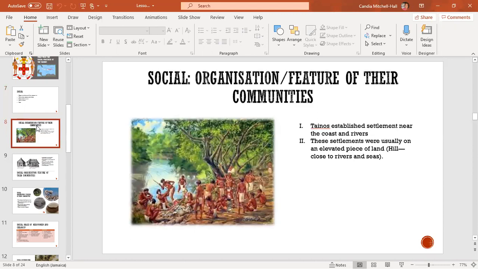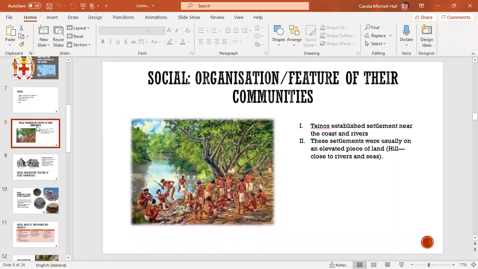So the first thing we're going to do is look at the organization or the features of their communities. One of the first features is that the Tainos settled near the coast and the rivers. Anywhere there's a coastal area or a river, that is where they are going to settle. If you don't have a coastal area or a river, they are not going to settle.